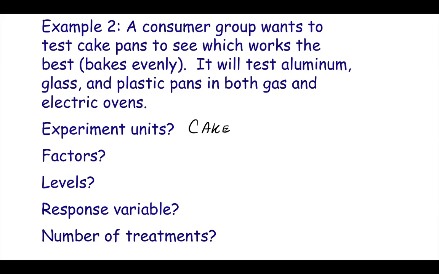Factors. So what are the treatments being given to the cake? There you go. That's where the pans comes in. The pans are one thing they're testing, right? The different types, and then the different ovens. And ovens. So levels.